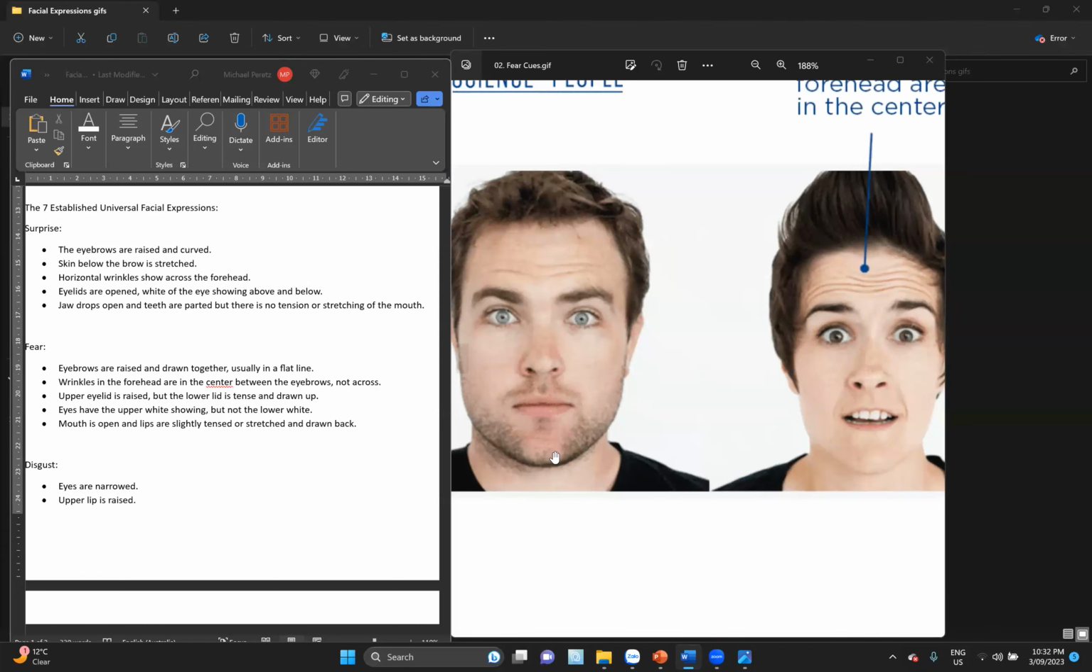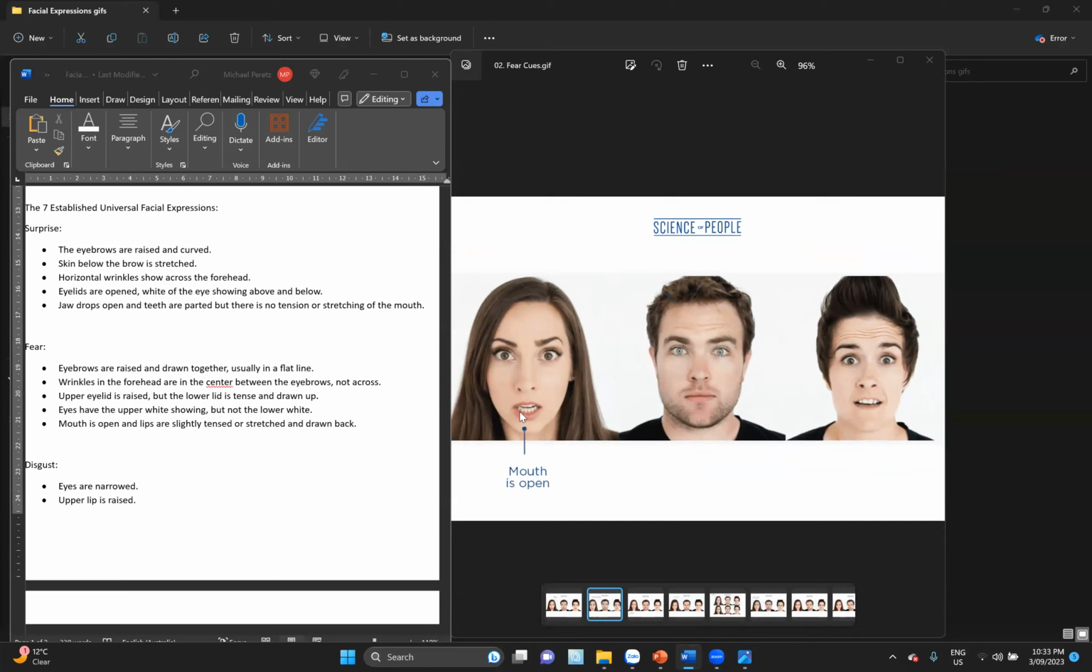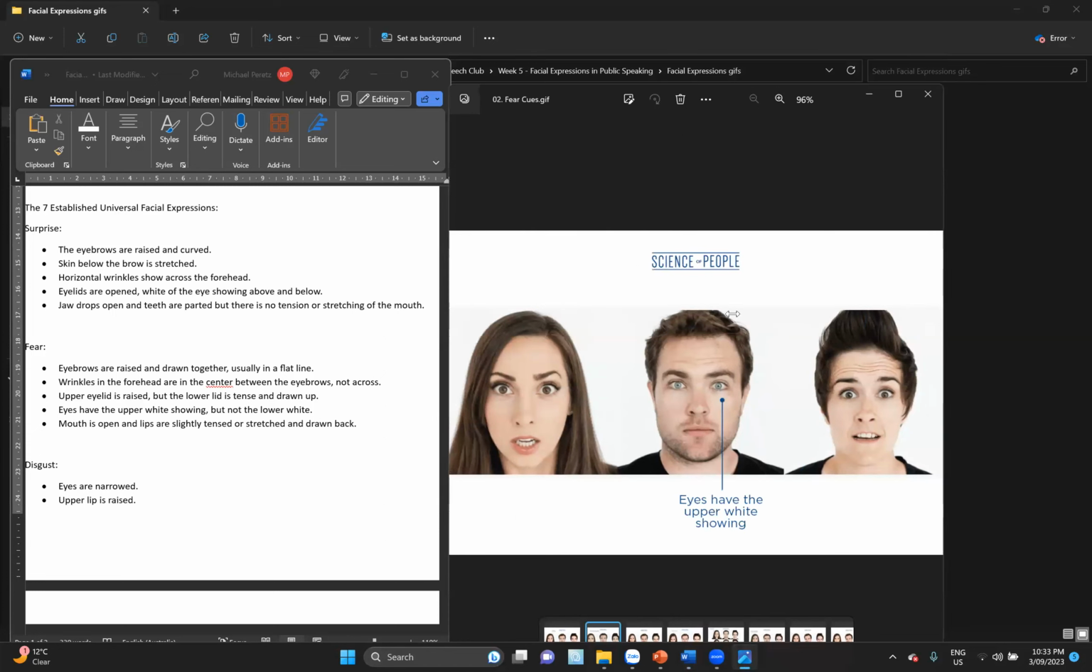And finally, the mouth is open and the lips are slightly tensed, or they're stretched and drawn back. So it's not hanging open like the face of Surprise. It's slightly more tensed, sorry. So that is the emotion of Fear.